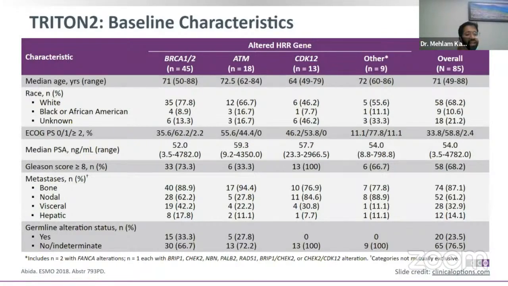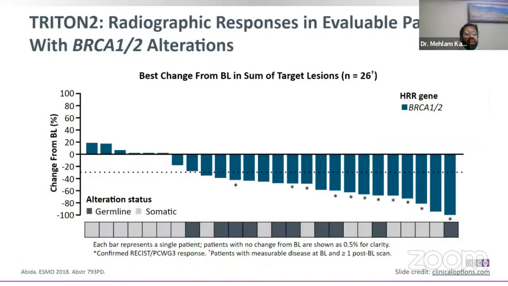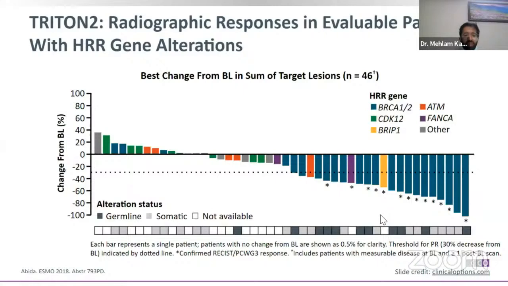So these are the baseline characteristics of the patients. Most patients were in the BRCA1, BRCA2 mutation arm, the other alterations being ATM, CDK12, and other mutations such as BRAF, CHEK2, NBN, PALB2, etc. Through the graph we can see that most patients with BRCA1, BRCA2 mutation had responses, and many had very good responses, whether somatic or germline mutations. Similarly, with other mutations, we can see that patients who had BRCA mutation fared better compared to the other mutations. A patient with BRAF mutation also had some responses.